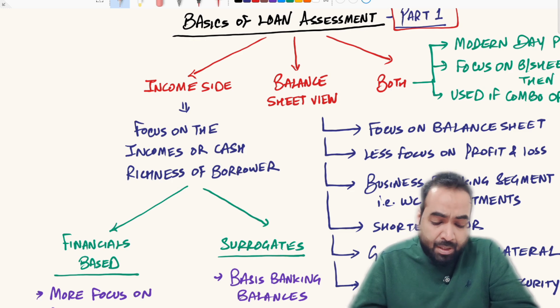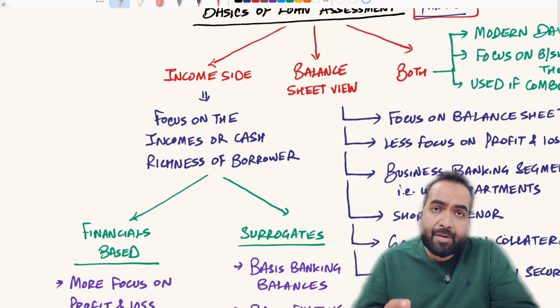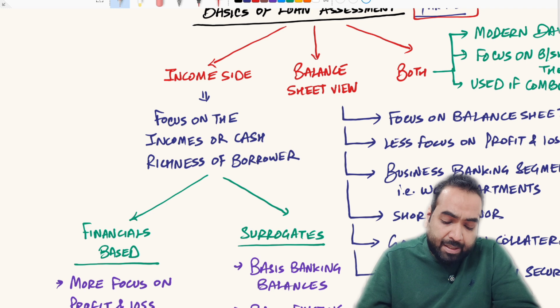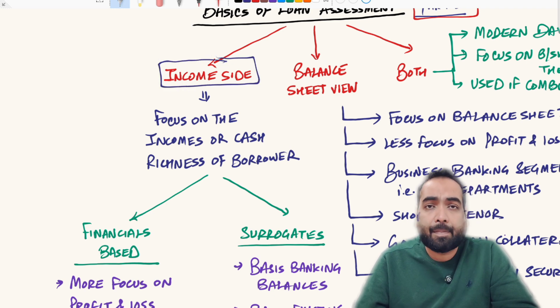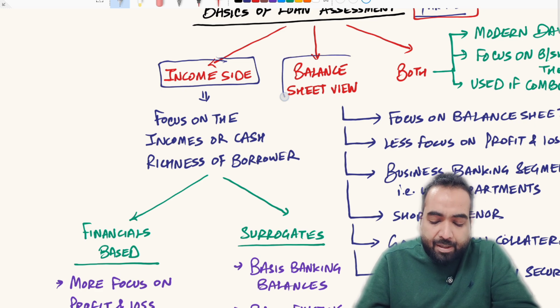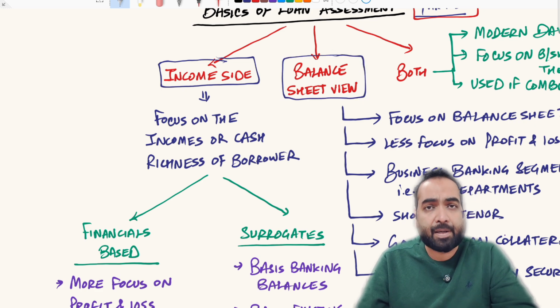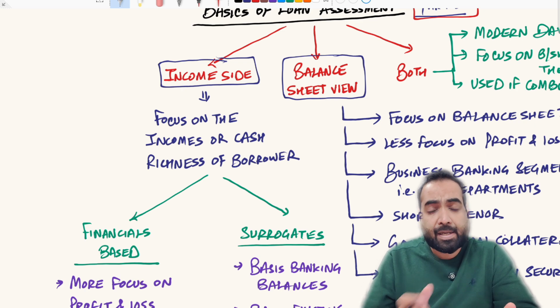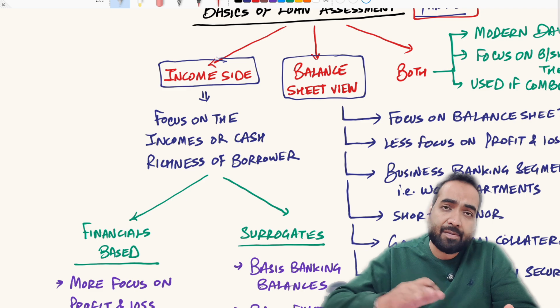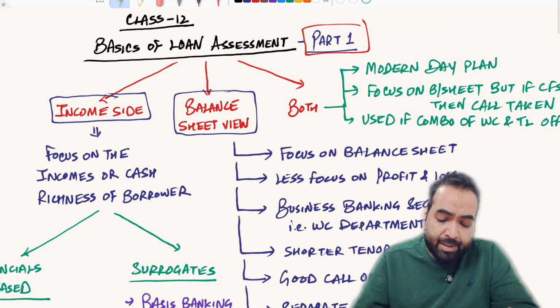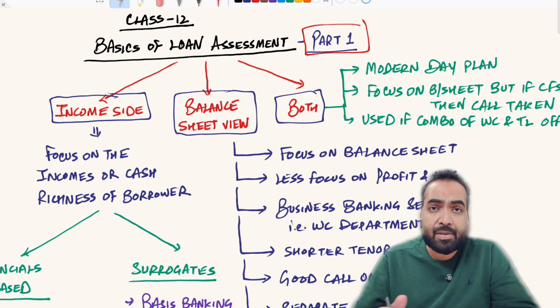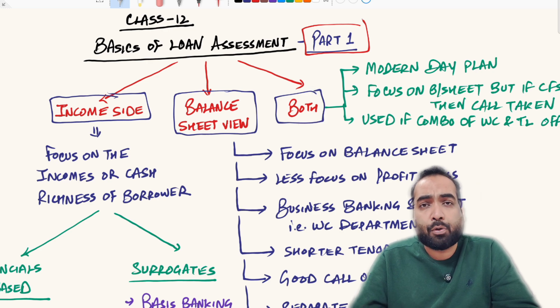Listen to it carefully. I have divided the basics of loan assessment into three parts. One is the assessment of the loan from the income side of the borrower. Second is the assessment of the loan from the balance sheet angle of the borrower. Both are separate, right? Both are separately assessed. Different loan types are assessed from the income side as well as the balance sheet side. And then there is a combination of both, where the banks use both the income side and balance sheet approach to assess the loans.